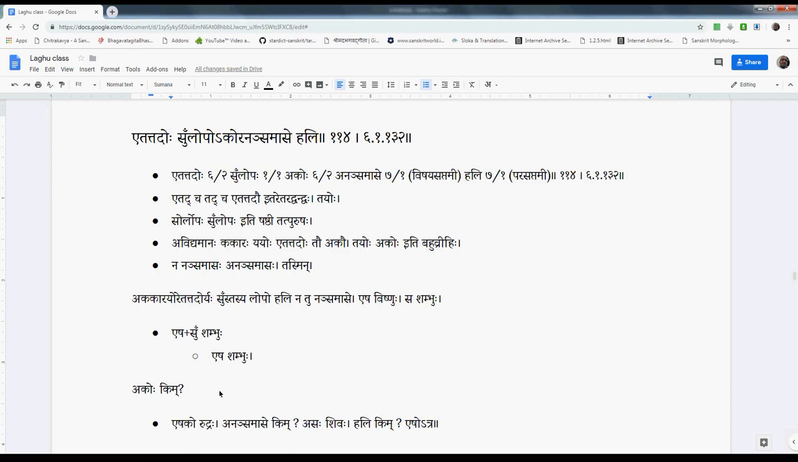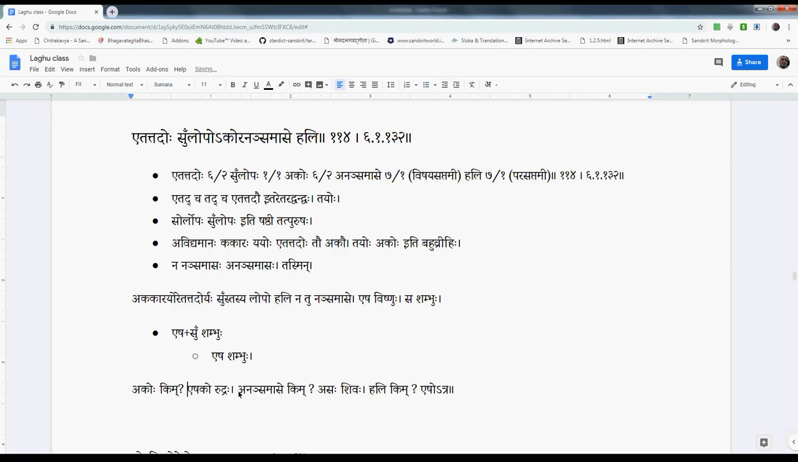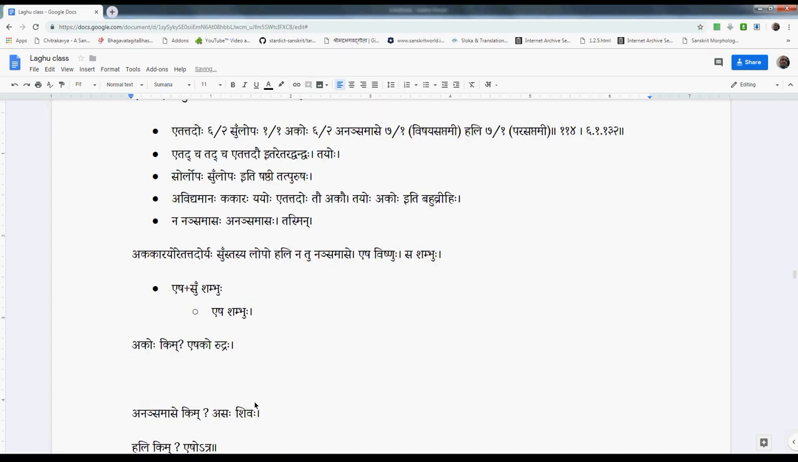So let's see this example. And then nan samase kim, he raises questions, hali kim. So let's look at these three examples. Ako kim, why ako has been said, meaning what? If ka is not there, then sulopa happens. But what if kakara is there? How will you get kakara? So there esha plus akanch, akanch pratyaya is added.